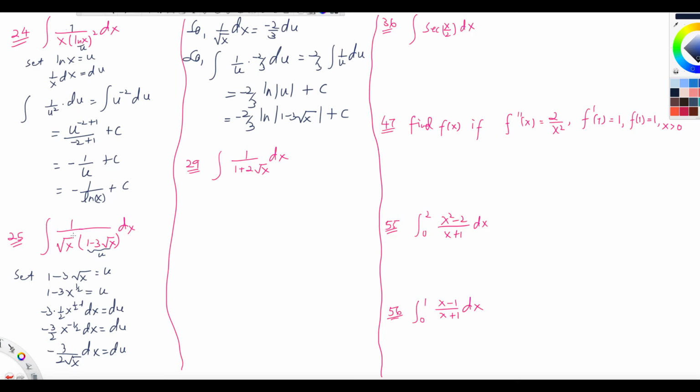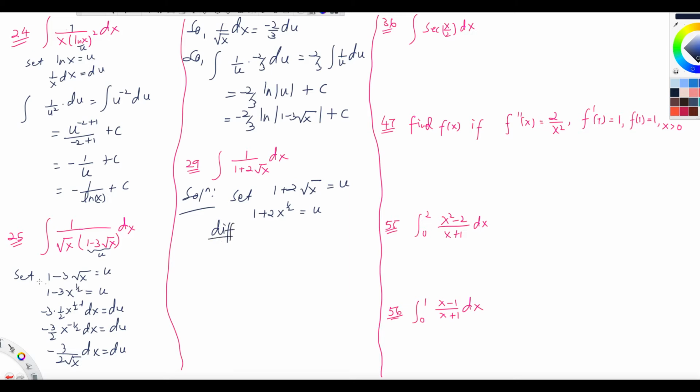So how do I handle that? That's the thing. So solution again, here set 1 plus 2 root x equals u. Again, similar to the previous one, 1 plus 2x to the 1/2 equals u. Now find out the derivative.